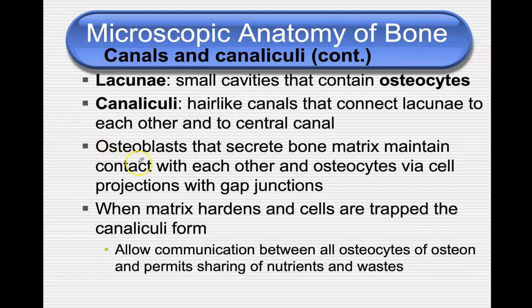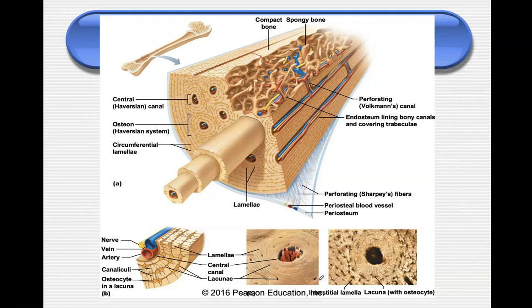And just as a reminder, it's originally the osteoblasts that are going to secrete the bone matrix. And then what ends up happening is as those osteoblasts surround themselves with bone matrix, and that bone matrix calcifies, then that osteoblast gets the signal to mature to an osteocyte. And so then it's called an osteocyte at that point. And again, the canaliculi allow communication between those osteocytes and permit sharing of nutrients and waste. So we've talked about that a couple times.